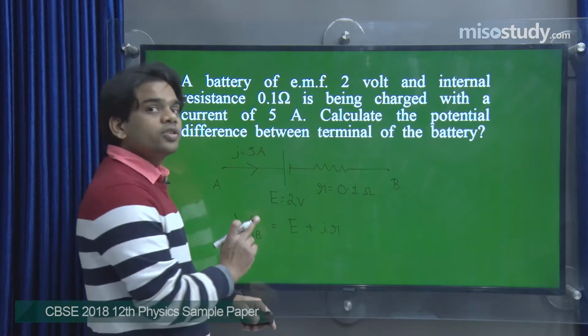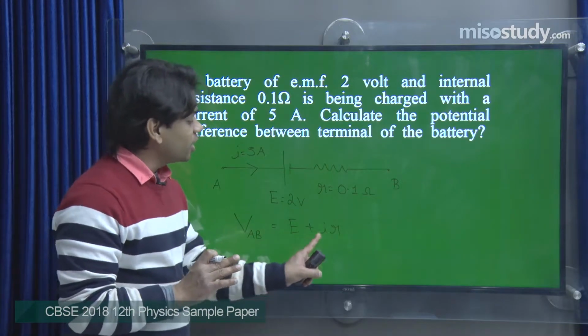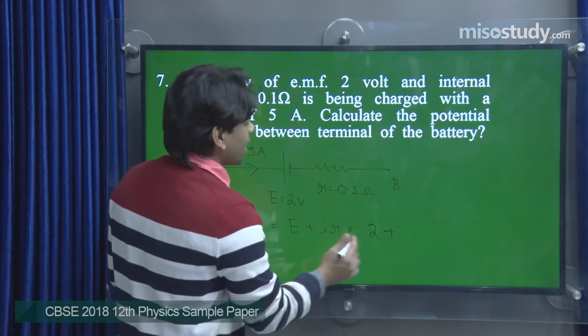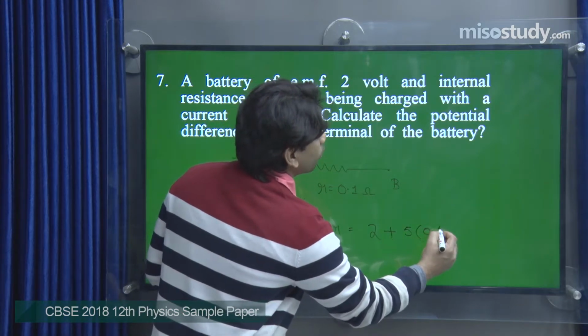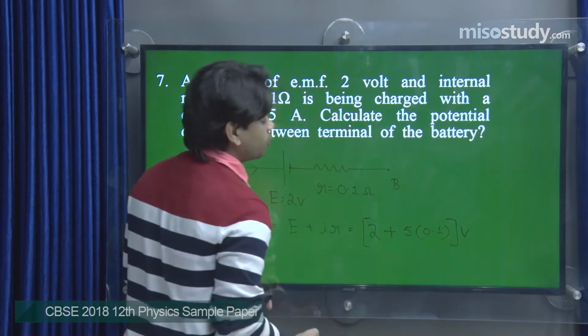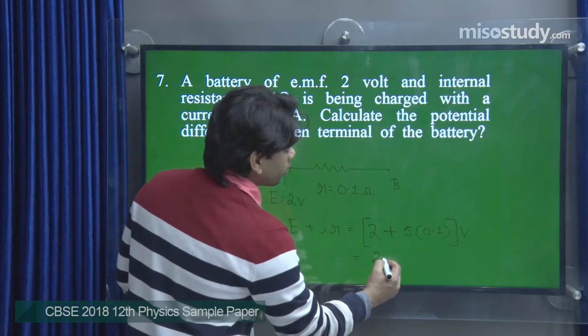So if you don't know this, you are going to miss your 2 marks. But I know you are intelligent, you know this. So mark here E plus IR. Substitute the values. E will be 2 plus I value as 5, R value as 0.1. Now let me encircle this and mark the unit as volt. 2 plus 0.5 will give you 2.5 volts.